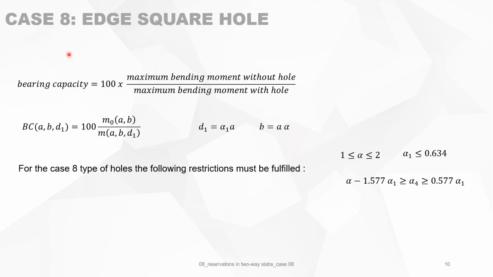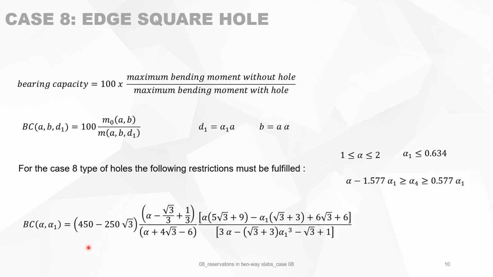For type 8 holes, edge square holes, we must fulfill those 2 conditions. That one is easy. This is also very easy, but this is the position of the reservation. Remember, alpha 4 is not in our formulas, but we still have to check it. Otherwise, the formulas are not valid.